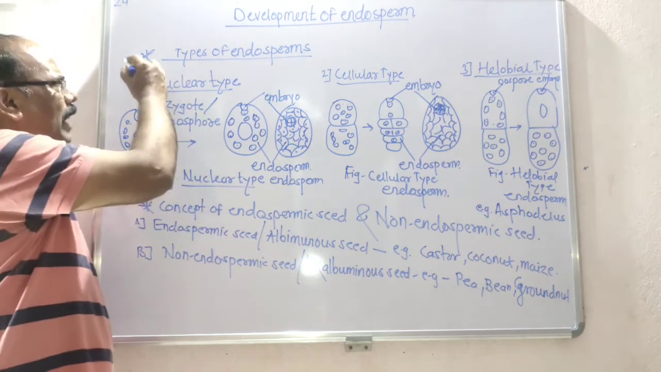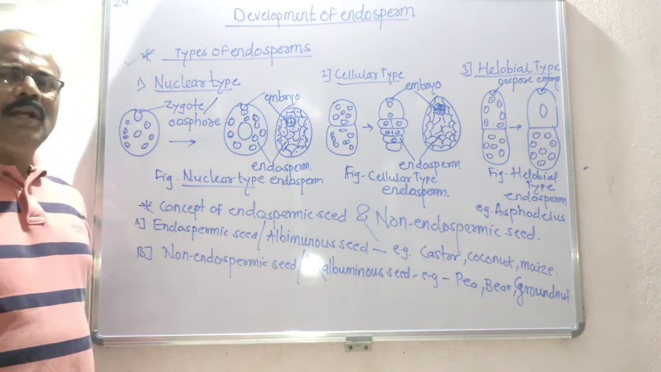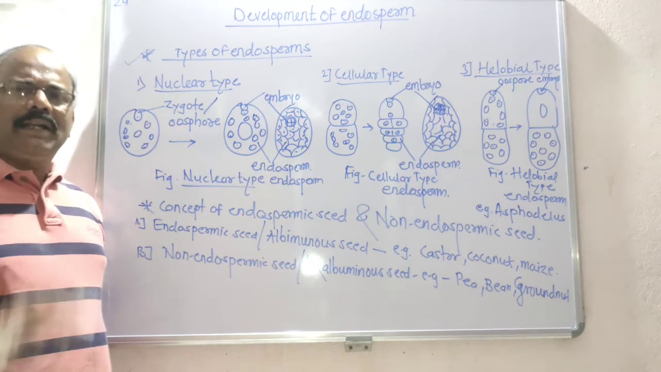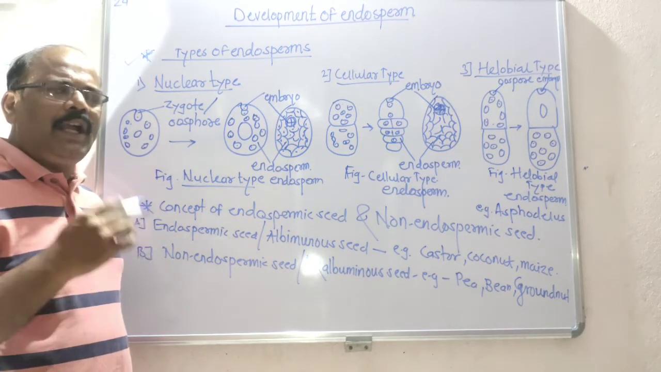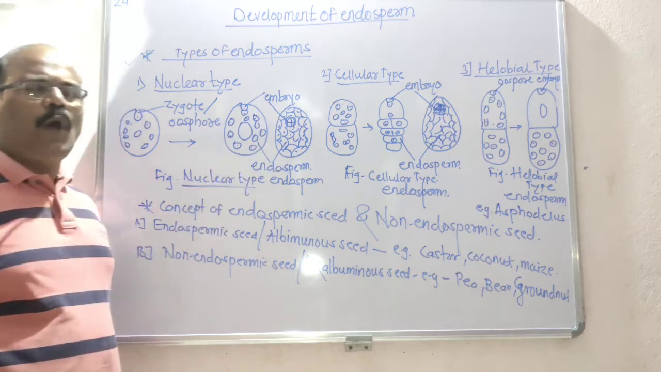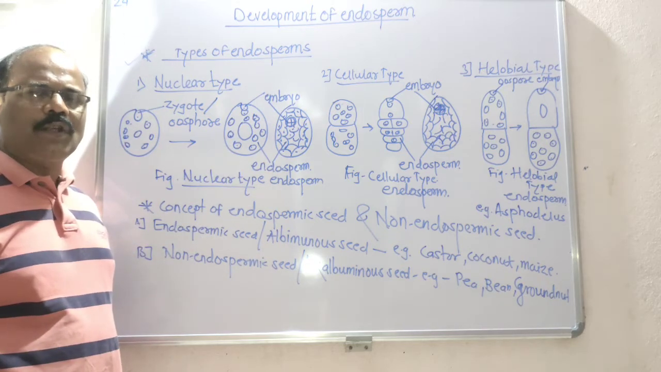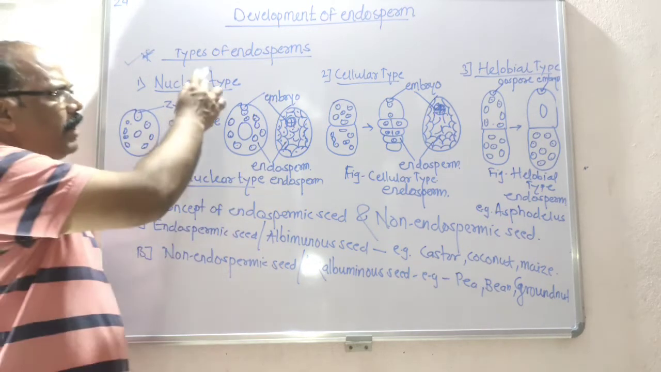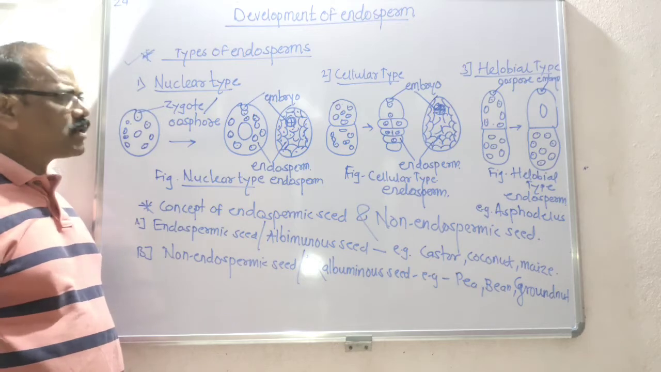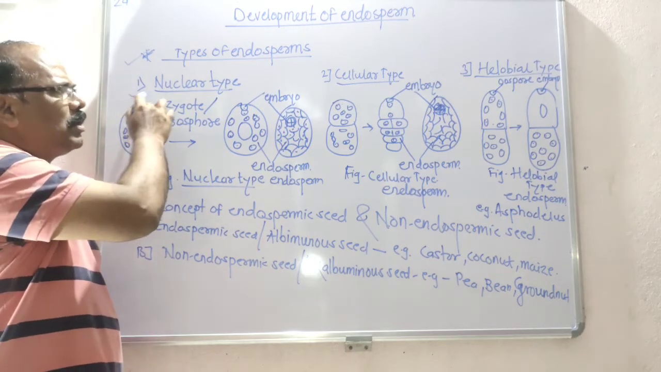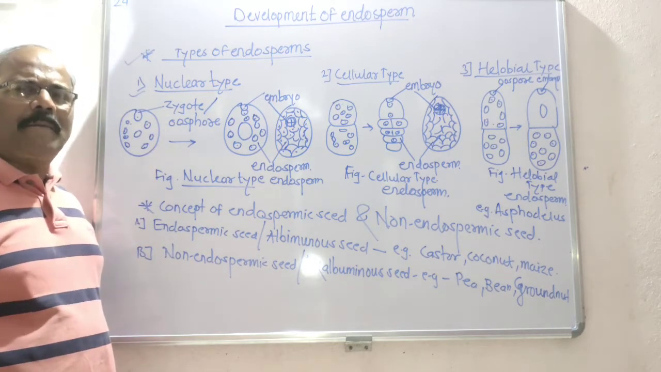Today we learn about the types of endosperm. Endosperms are divided into three types on the basis of mode of development. Out of these, first we learn about the nuclear type of endosperm.